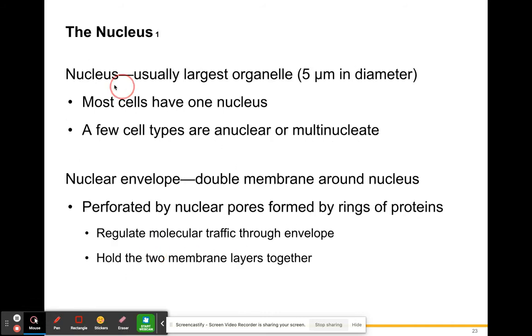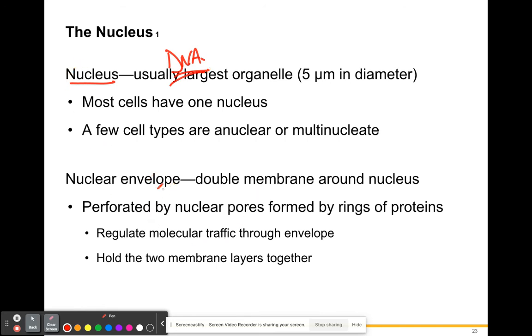So let's look at these. What is the nucleus? Oh, I did it again. What is the nucleus? The nucleus is going to be the largest organelle in the cell. Most cells only have one nucleus, but we're going to find that there are some that have more than one. And the nucleus holds your genetic information. It holds your DNA. All your genetic information or your hereditary information will be found in the nucleus.